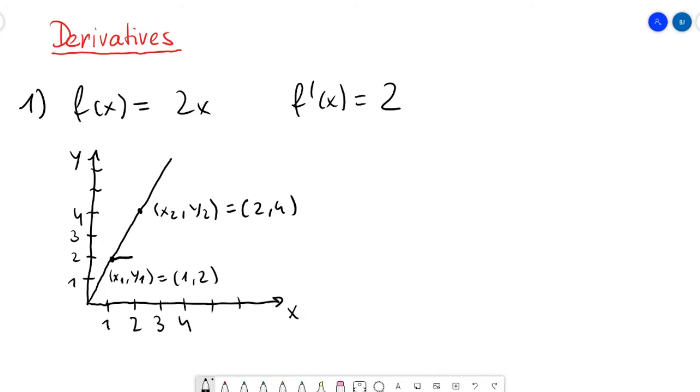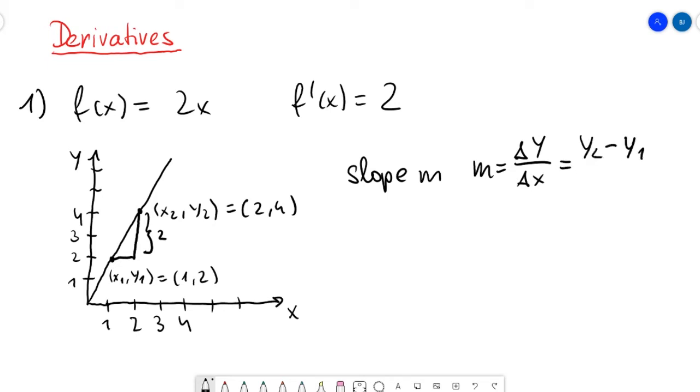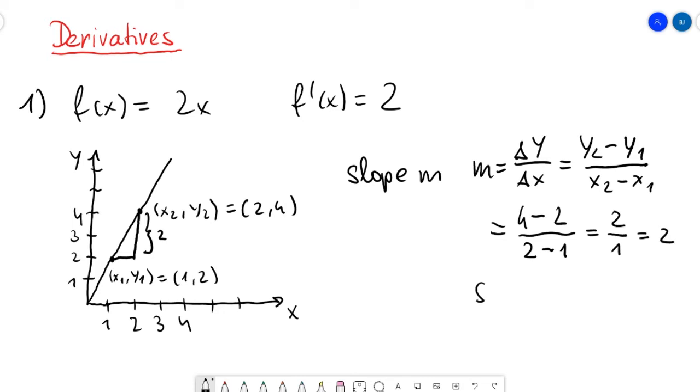Now we can draw this triangle. We go 1 to the right and 2 up, so this is 2, and we have a slope of 2. We can also calculate the slope, m, the following way. m equals delta y divided by delta x, which is y2 minus y1 divided by x2 minus x1. In our case we have y2 given as 4 minus y1, which is 2, divided by x2, which is 2, minus 1. And so we see 2 divided by 1, which is 2, so we have a slope of 2. This function has a slope of 2 for the whole range, as it is linear.